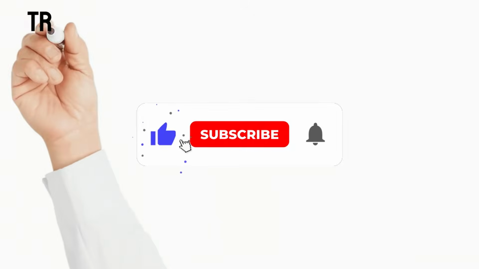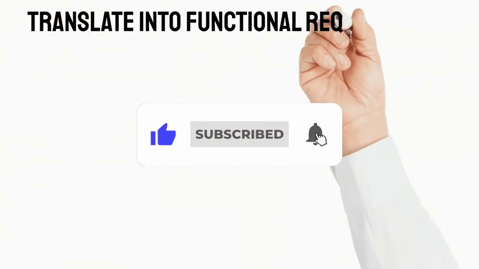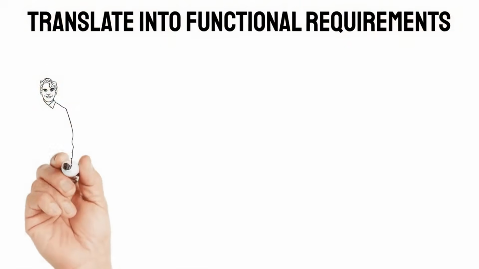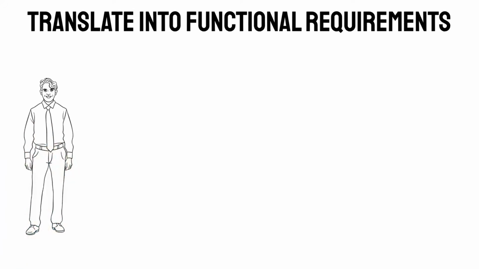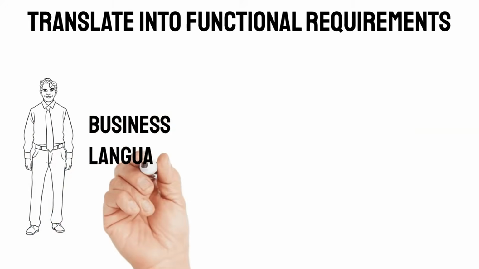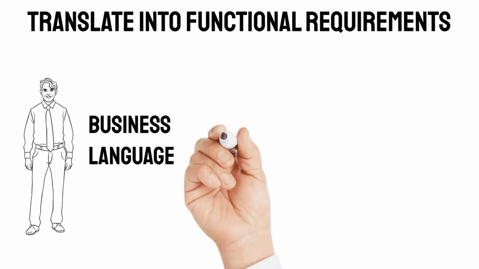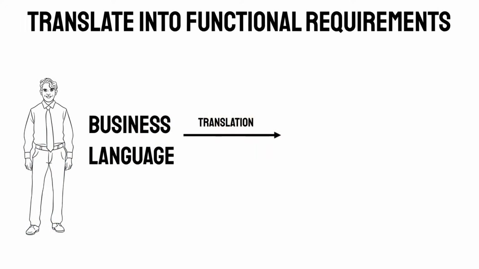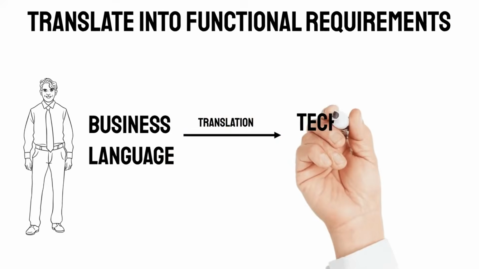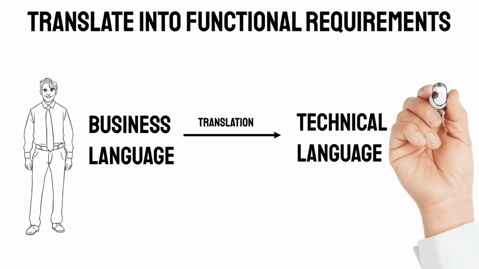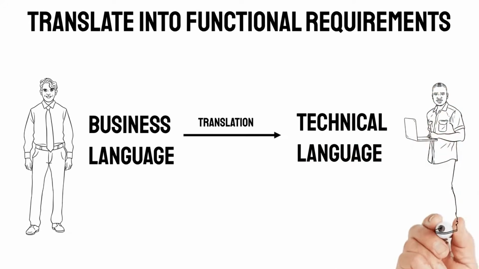The next step after understanding all that is to translate them into functional requirements. Now you might ask, what do you mean by translating? So until now, we only have requirements in the business language from the user perspective. And in order to implement them with software development, we have to make a translation. So we have from business language to technical language, which in the end the developer can implement. And that's the job of the business analyst to translate.